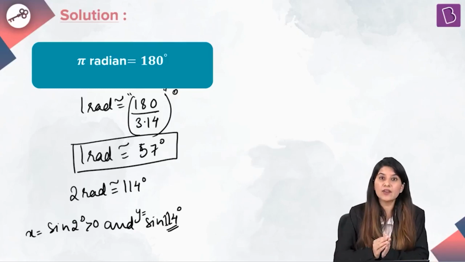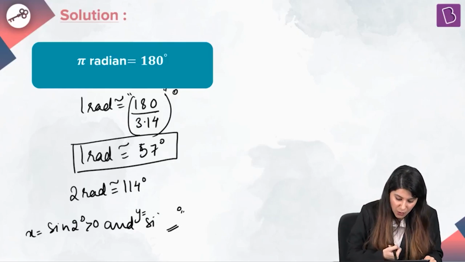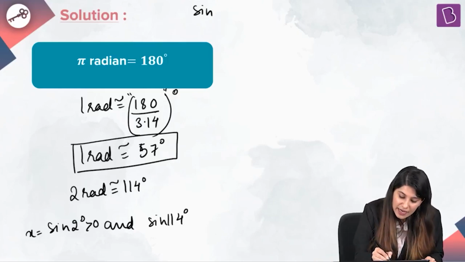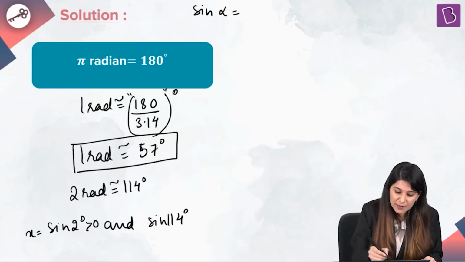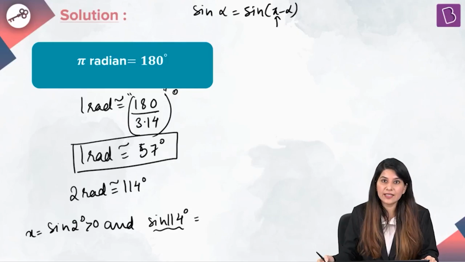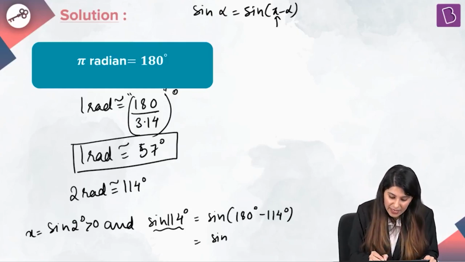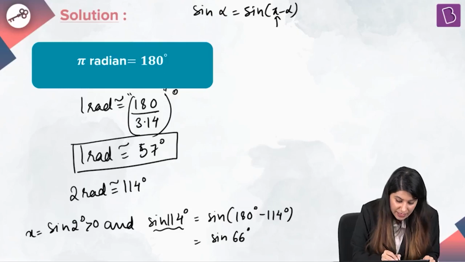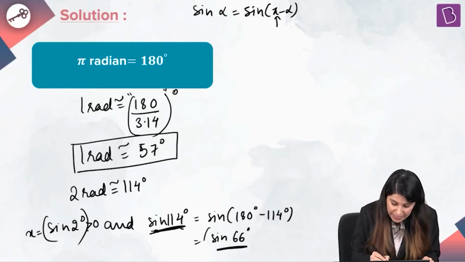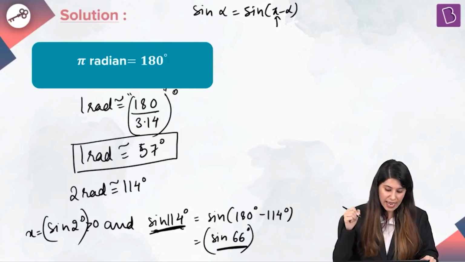Why not convert sine 114 degree into the first quadrant? The angle 114 degree into the first quadrant. How? We already know that sine of supplementary angles are equal. That means sine alpha is equal to sine of pi minus alpha, 180 degree minus alpha. So sine 114 degree will be what? Sine of 180 degree minus 114 degrees. So 180 minus 114 will be approximately equal to 66 degree. This is an approximate value, and this is also an approximate value of sine 2 radian. So now we need to compare sine 2 degree and sine 66 degrees. Both are in the first quadrant. It will be much easier for us to compare sine 2 degree and sine 66 degrees.